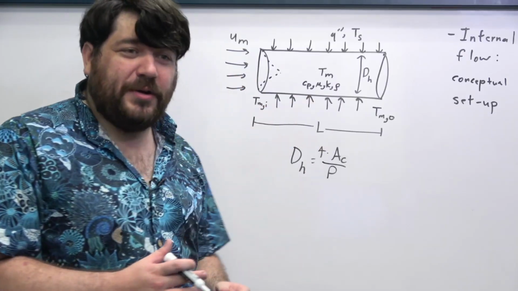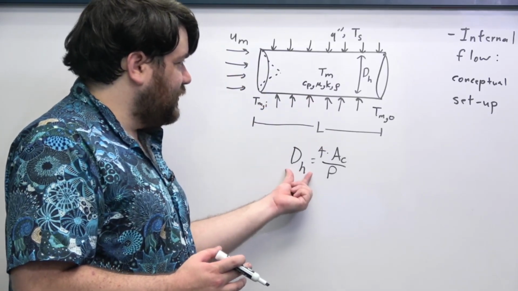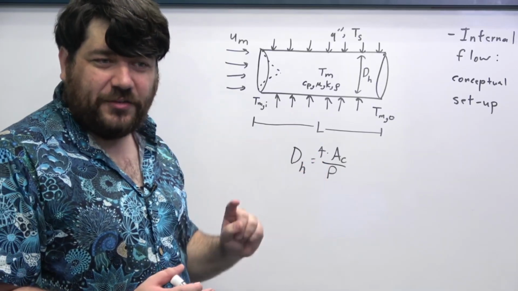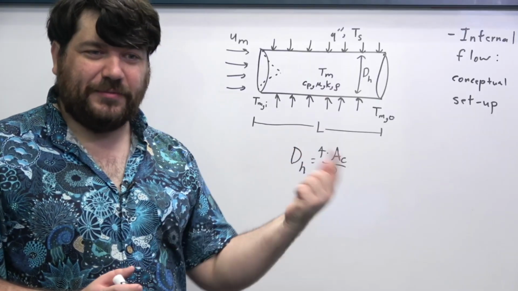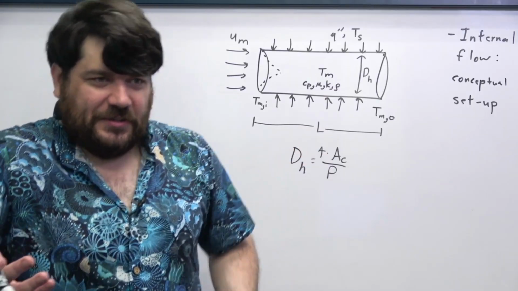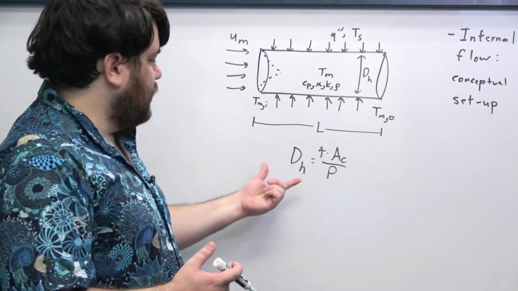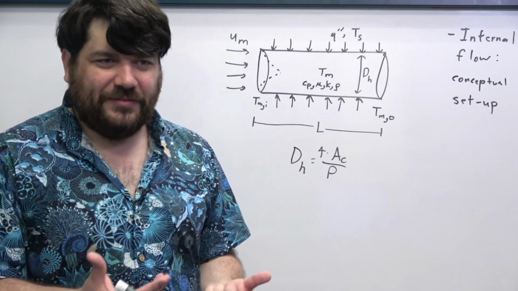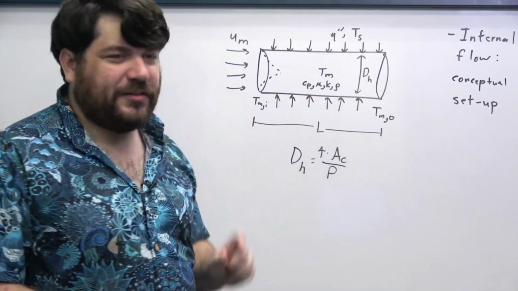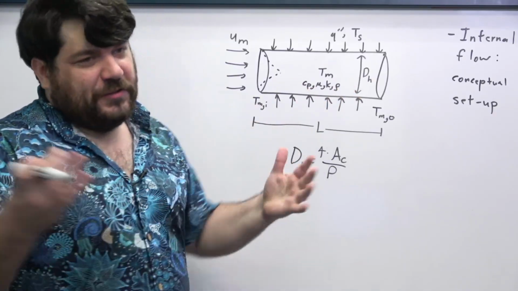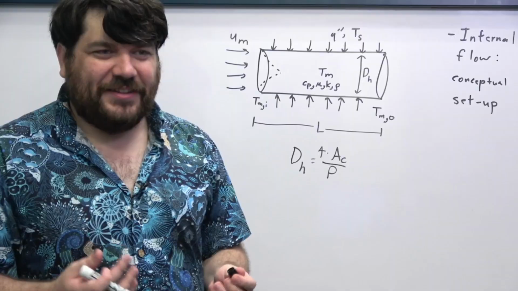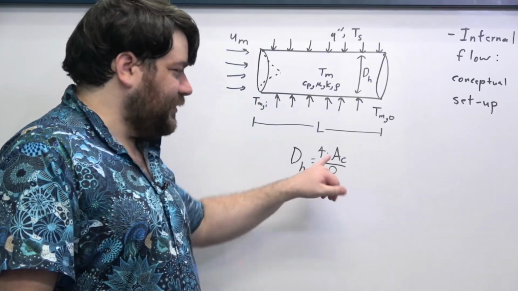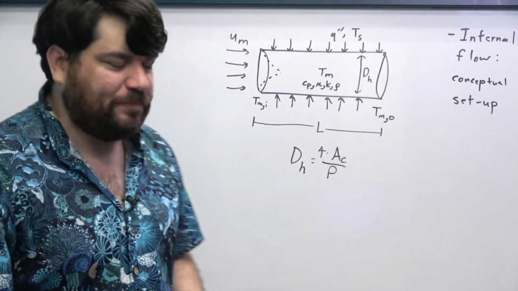It also has a perimeter, and so we define the hydraulic diameter by taking this ratio. In the case where this is actually a circle, you'll find that this equation comes down to just the standard equation for a diameter. So this evaluates to the actual diameter when the cross-section is a circle, which is, of course, an expected consequence of this kind of definition.